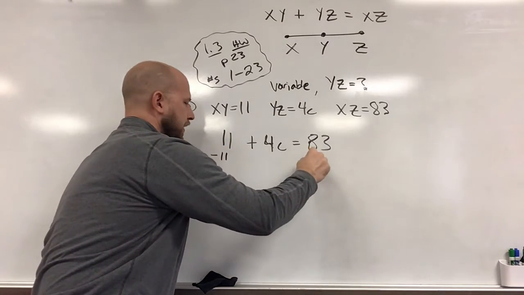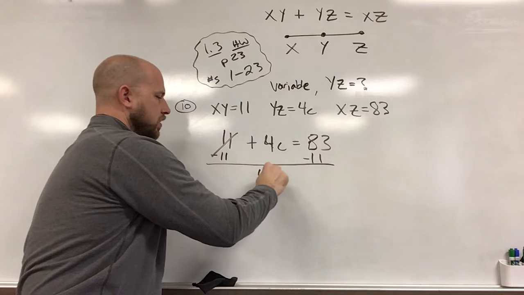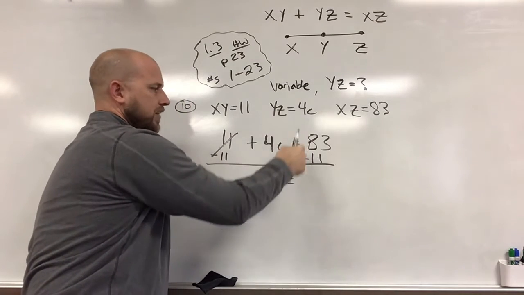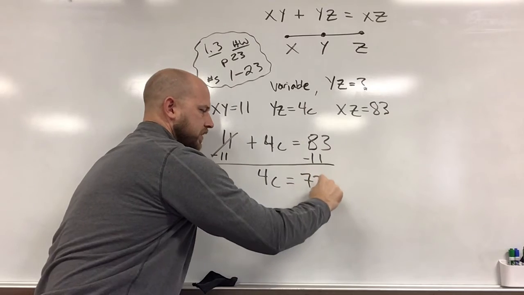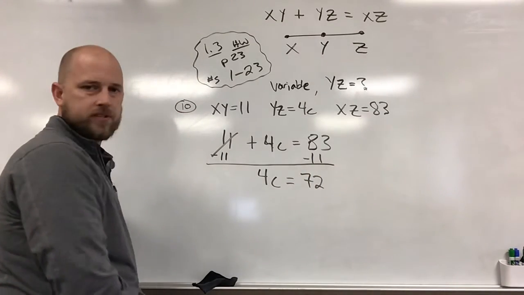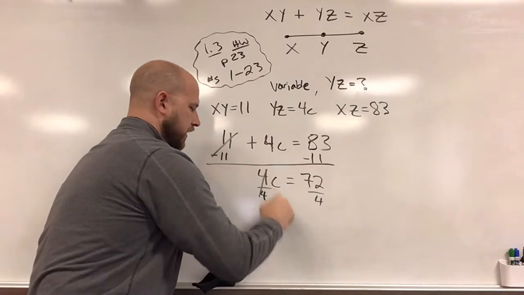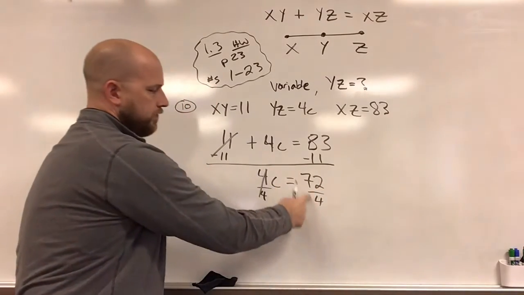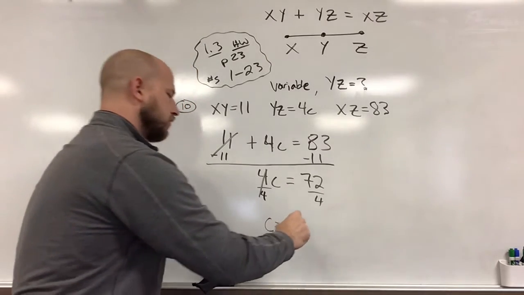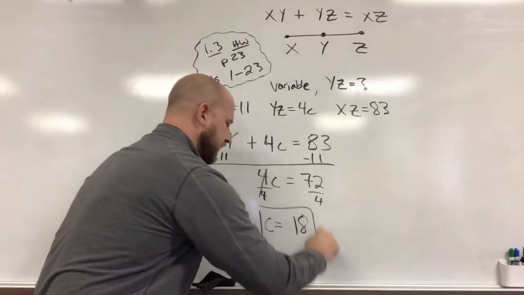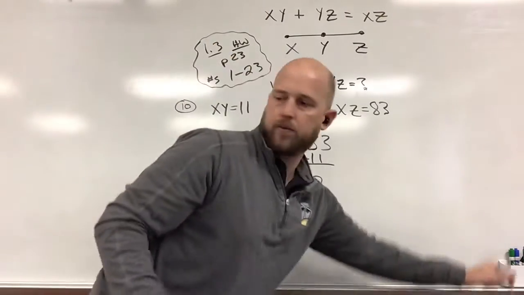To get the c by itself, we need to subtract 11 from both sides. These cancel out. 4c equals 83 minus 11, which gives us 72. And then we divide both sides by 4. We did this one in class. C equals 4 goes into 7 once, and then 32, so 18. C equals 18. Remember, in the instructions, where's my other marker, sorry.